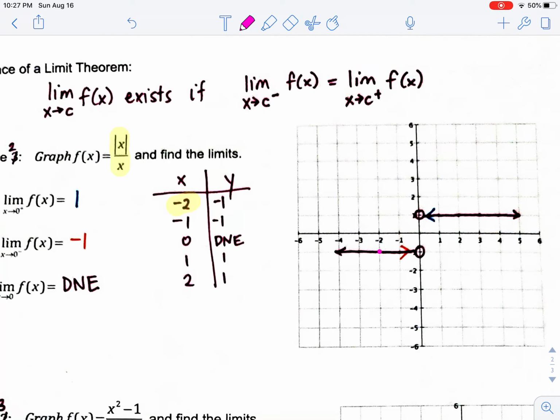If we plug in -1, we get the exact same output. And if we plug in 0, it actually doesn't exist. This one is the weirdest function in the world. It's going to be a hole right there. And then this branches off this way.